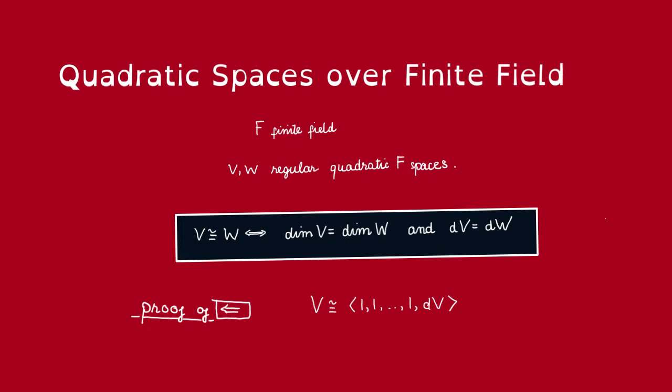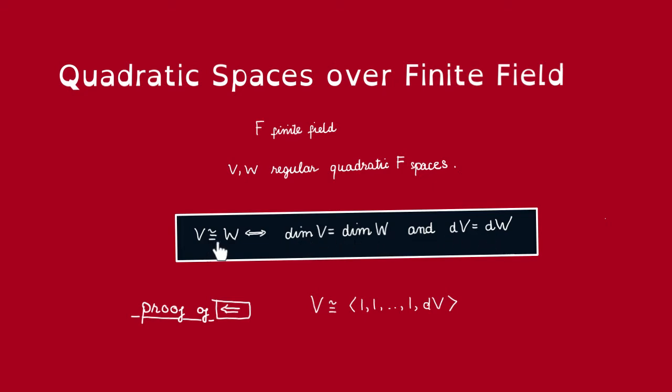Over p-adic numbers, we'll have to introduce a new invariant called the Hasse symbol, and together with dimension and discriminant, we will be able to classify quadratic spaces over Q_p. But for finite fields, just dimension and discriminant is sufficient. So let's see why. Clearly, if two spaces are isometric, then they have the same dimension and the same discriminant. Now we want to show that the converse is true, so let's suppose that the dimension and the discriminant of these two spaces are the same.